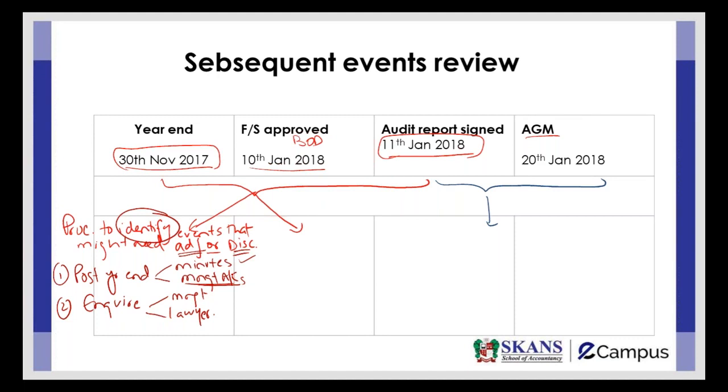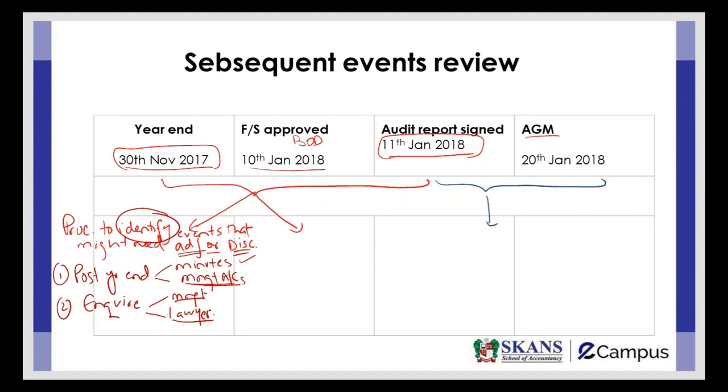So from the 30th of November until the 11th of January, I have to keep looking at the minutes and the management accounts in an effort to identify anything that might require an adjustment or disclosure. I could simply keep asking the management as well. So simply ask the management, until the 11th of January, has something happened? Is there something I should be aware of? Also inquire from the lawyer. The company's legal advisor: just ask them, until the 11th of January, if there's any event which has happened that he's aware of that we should find out about.